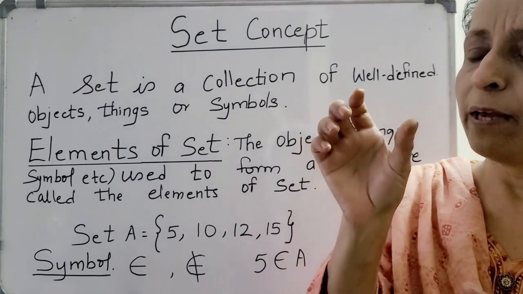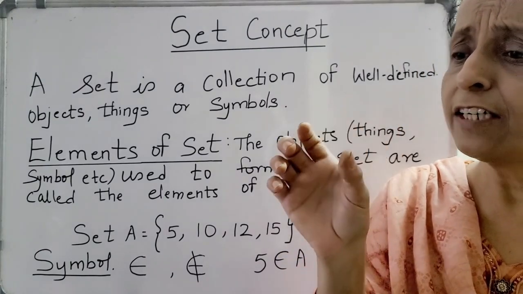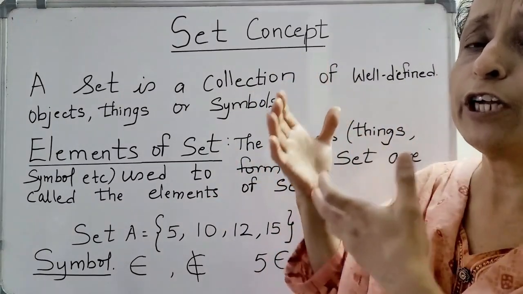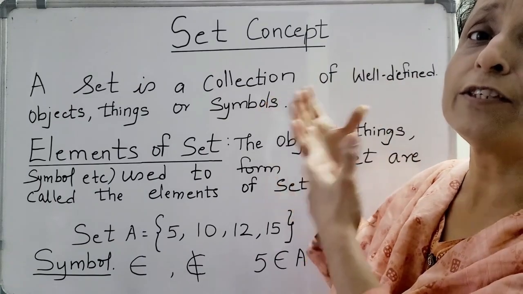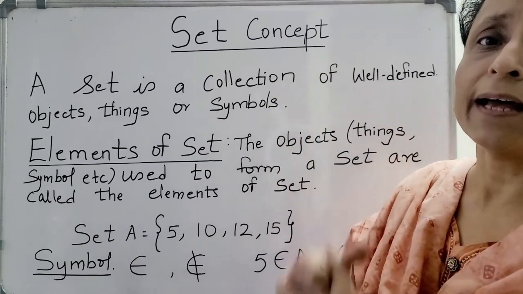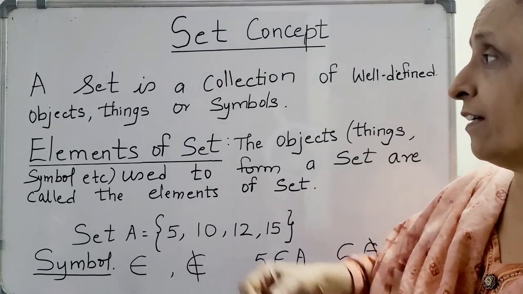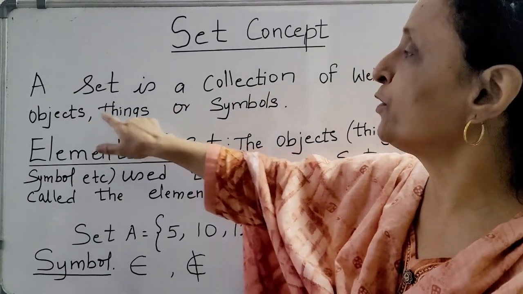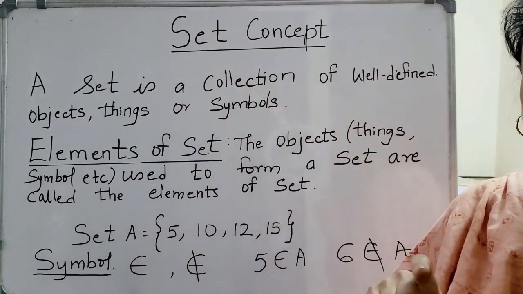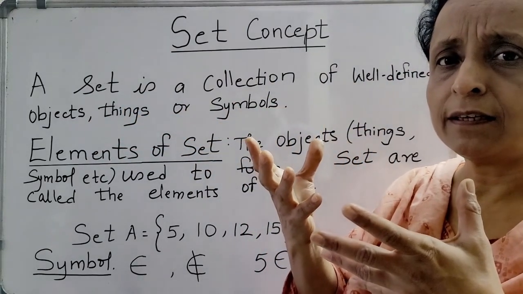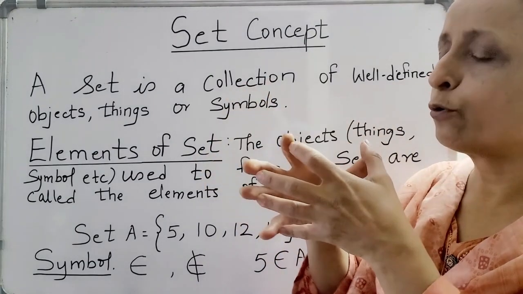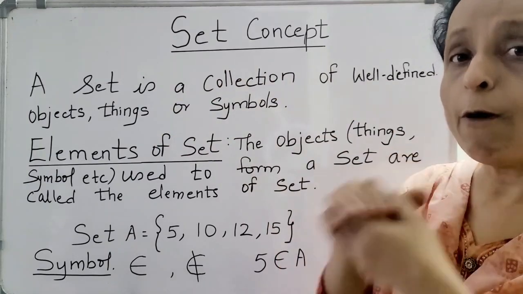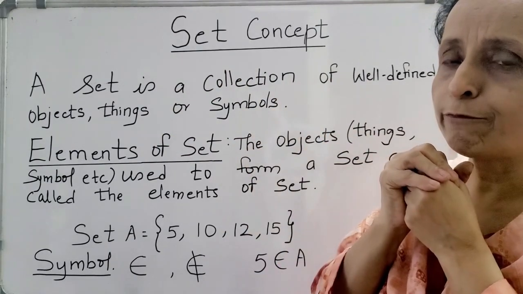Now, you have to make a set, you have to make a collection, and you have to make inference from it. You have to learn it. Slowly you'll know what benefits, what use it has in maths. So here, a set is a collection of well-defined objects, things or symbols. Whatever the objects, that group should be formed. Things, group should be formed. Symbols, group should be formed.